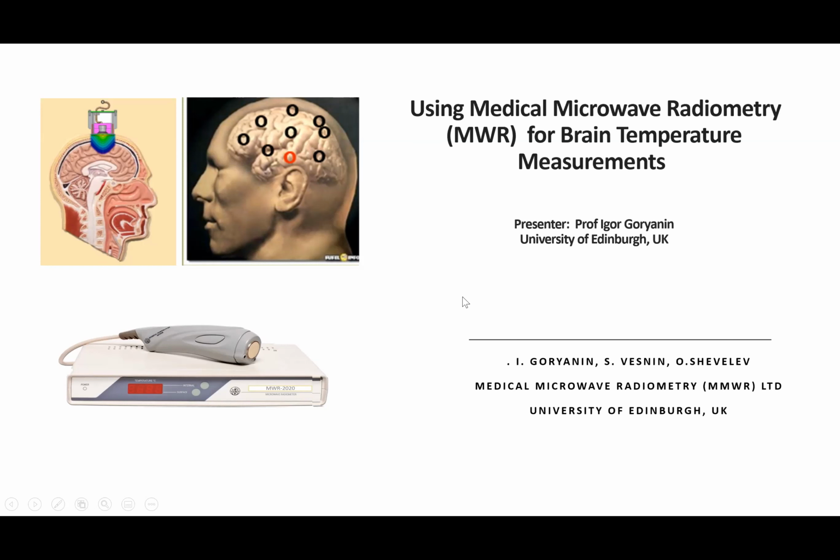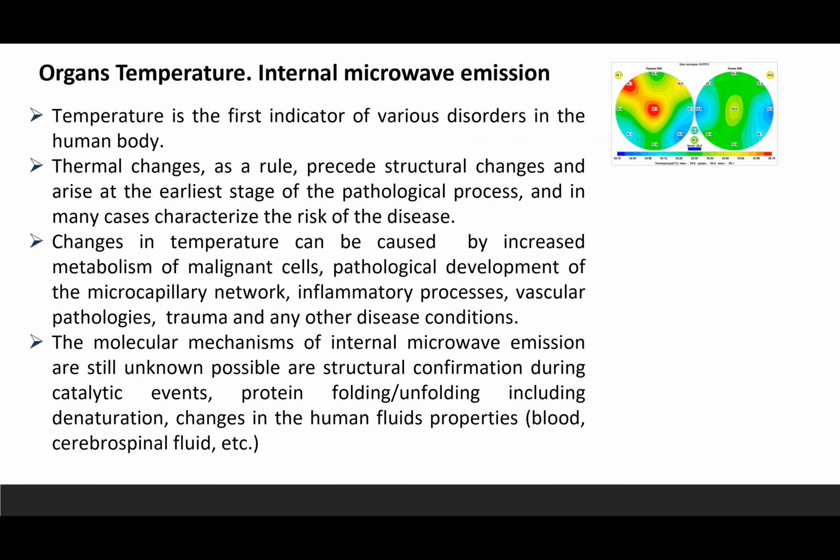Okay, I'll start. Today I'll talk about the technology called medical microwave radiometry and how we've used it for the measurements of internal temperature of the brain. In this you can see the device and you can see points. What are the unique features of our device?